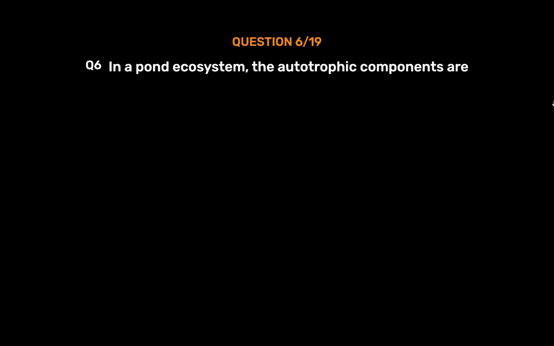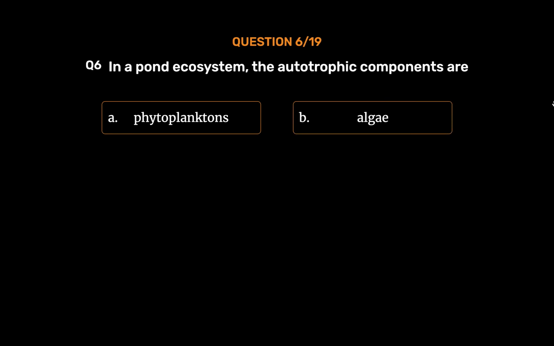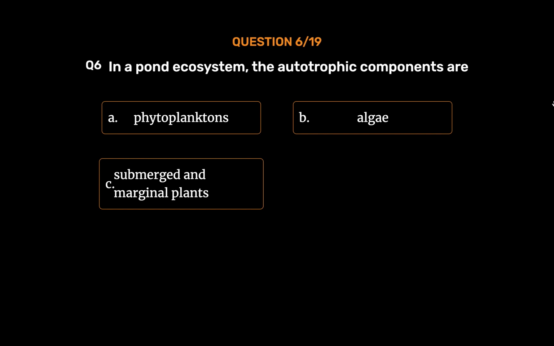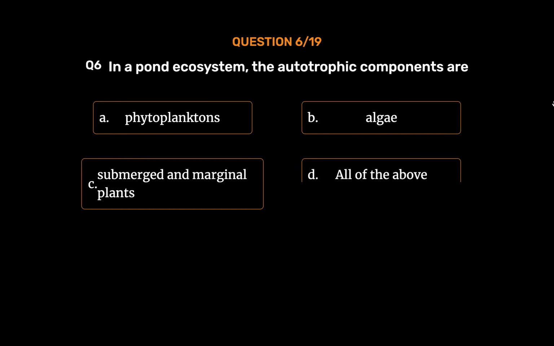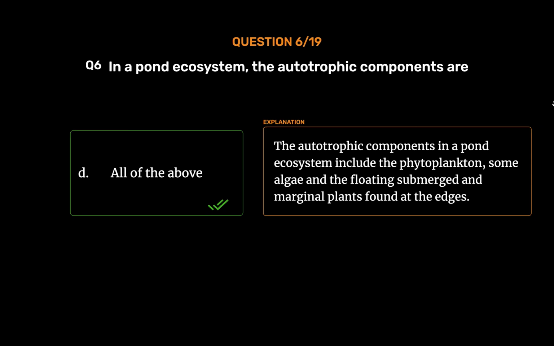Question number 6. In a pond ecosystem, the autotrophic components are Option A. Phytoplanktons. Option B. Algae. Option C. Submerged and marginal plants. Option D. All of the above. The correct answer is Option D. All of the above. The autotrophic components in a pond ecosystem include the phytoplankton, some algae, and the floating, submerged and marginal plants found at the edges.